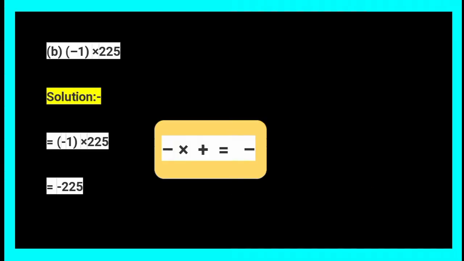B is minus 1 multiplied by 225. First we do multiplication without sign. So 225 ones are 225. And here we know that minus plus minus, right? This number is minus, this one is plus. So minus plus becomes minus. So answer is minus 225.